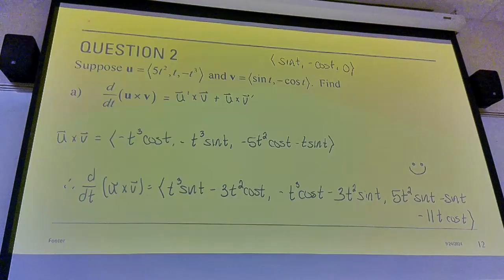Yeah, there's your derivative of the cross product. So again, pick your poison. Do you want to do two cross products, then add them together, or do the cross product first and then take the derivative? In this case, it might actually be easier just to do u prime and v prime separately and then take the cross product before the product rule.